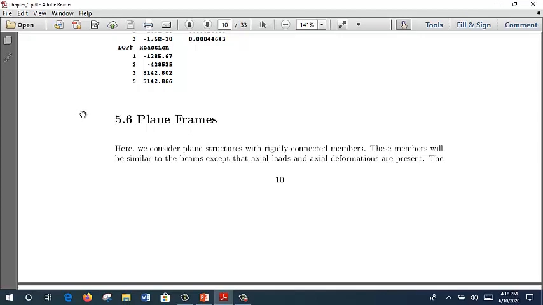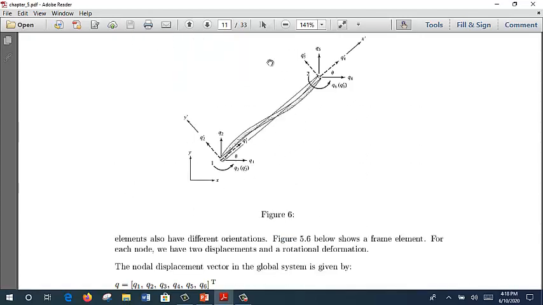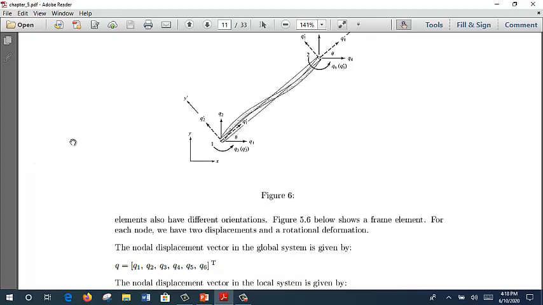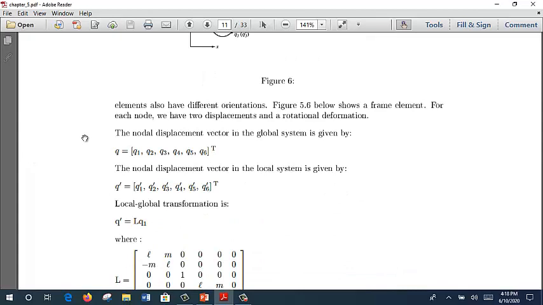Okay, so here we consider the plane structure with rigidly connected members, and these members will be similar to the beam except that axial load and axial deformation are present. So this is how we solve this type of beam if it has some inclinations, or some angles acting on the beam. Okay, so we go through the formulation as usual.